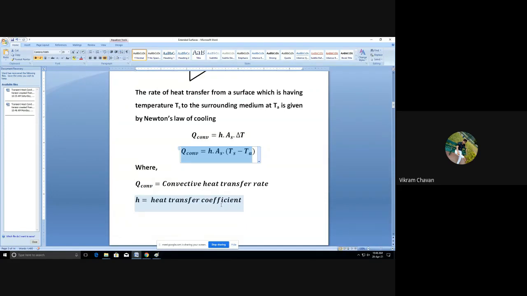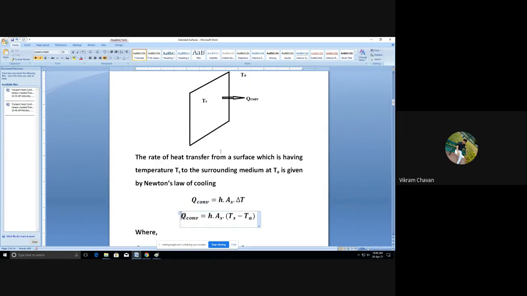Now analyze this equation: Q convection equals h multiplied by As times (Ts minus Ta). If you want to increase the heat transfer rate in this application, what are the different options in front of you? Analyze this equation and determine the options to enhance Q convection.